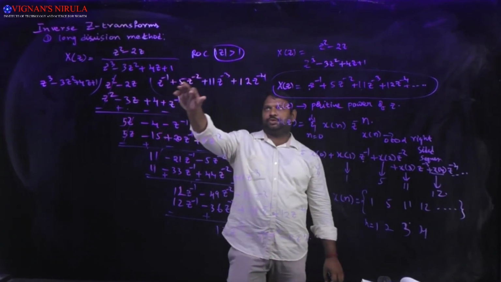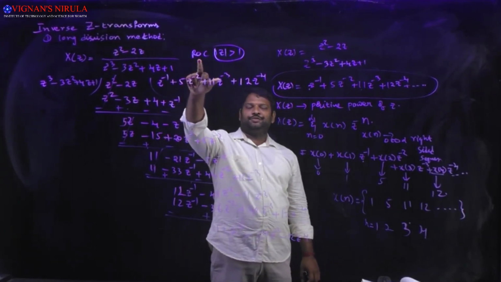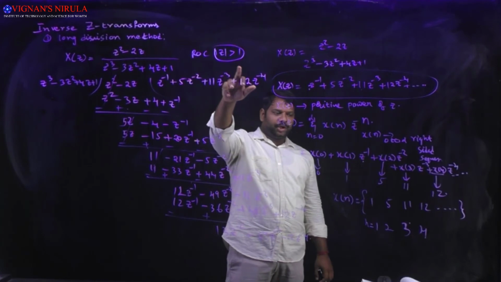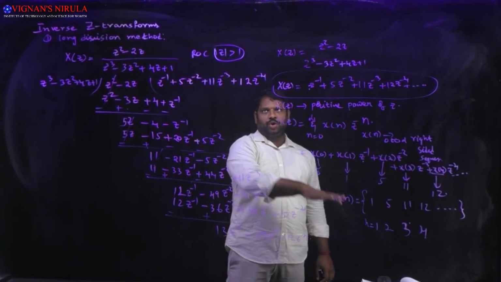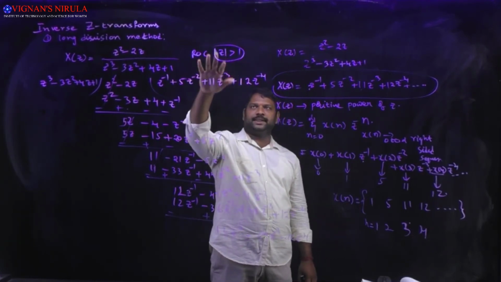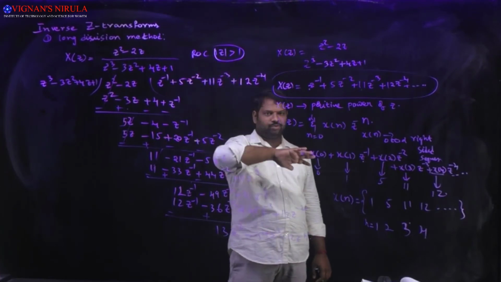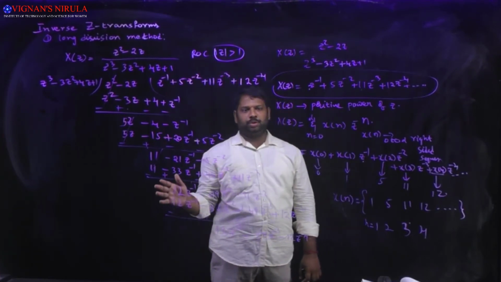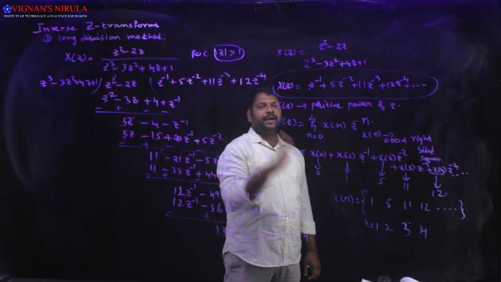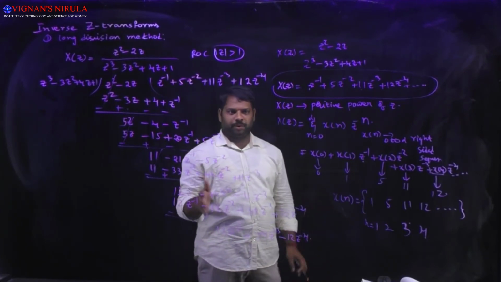That's for the negative powers of z, with the ROC as mod z greater than 1, the n will be positive. If we want to calculate the same problem with mod z less than 1, then the reverse process will be taken. The n will be negative. That we'll see in the next problem.